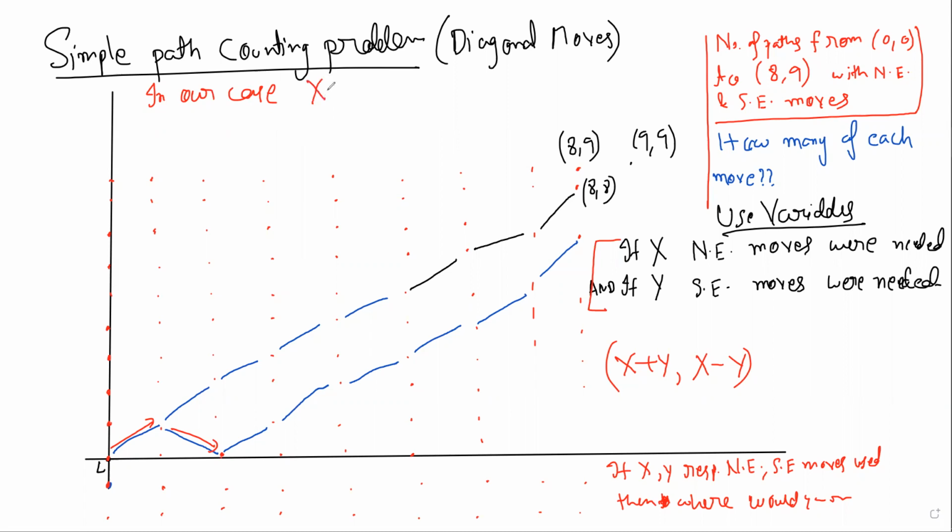So in our case, what do we have? In our case, we would have x plus y. If x northeast moves were needed, and y southeast moves were needed, then x plus y should be 8, and x minus y should be 9. Now, if you just look at this, it's obviously not possible, and obviously x and y are not negative. You can just look and say, or you can try to solve and you will see you'll get some negative answer.